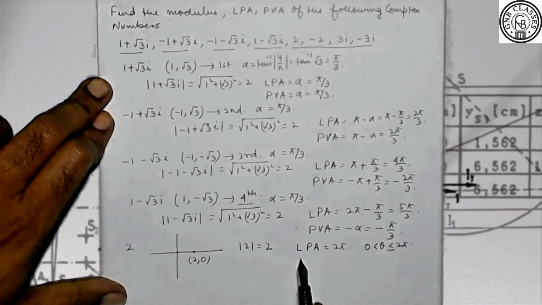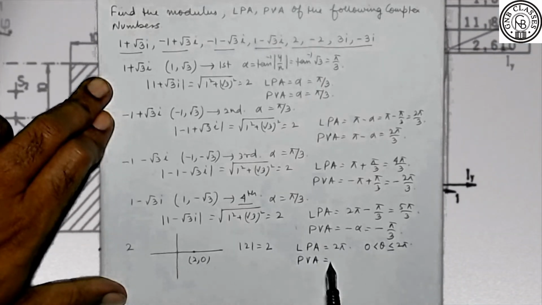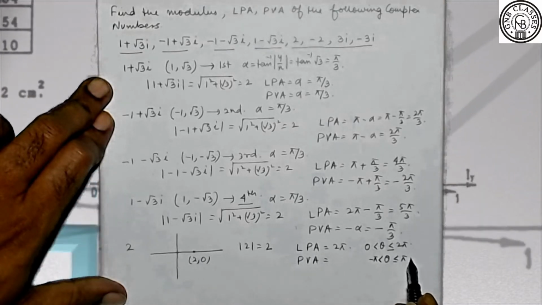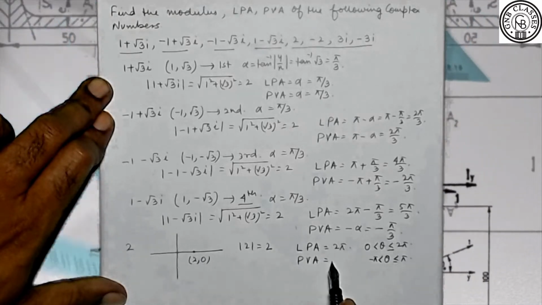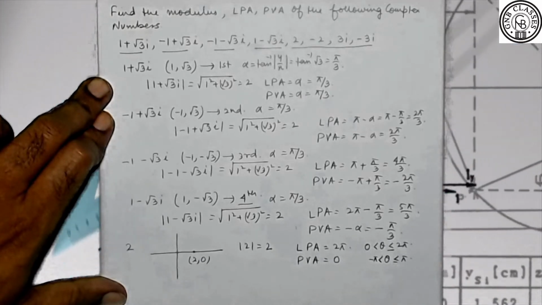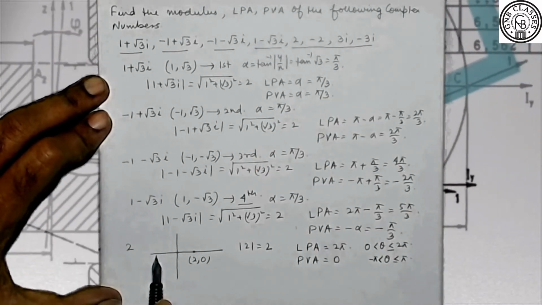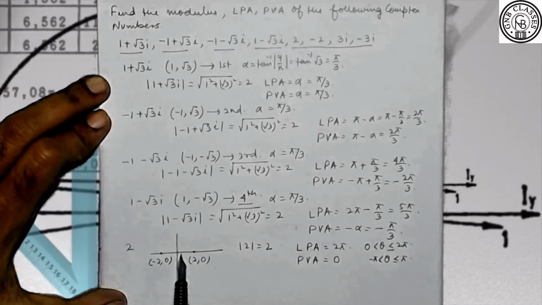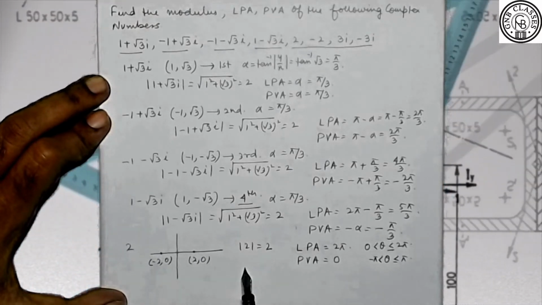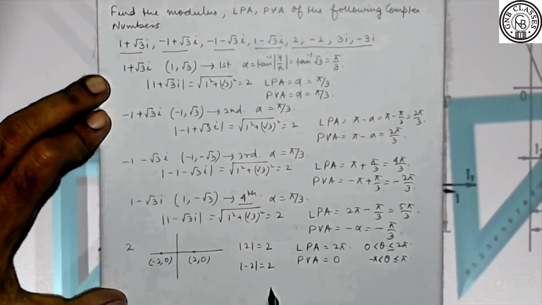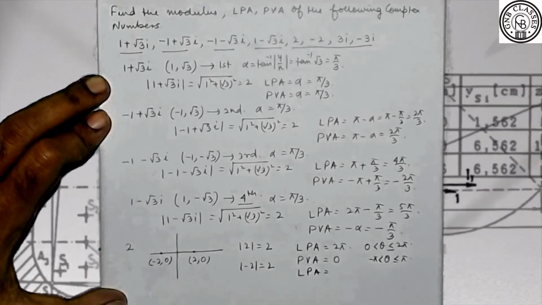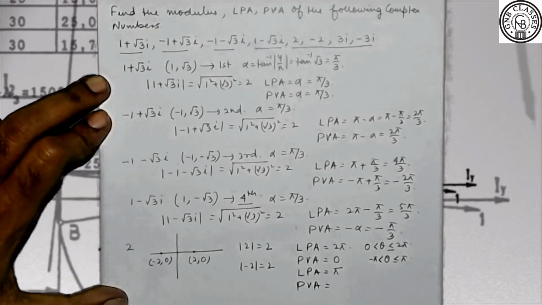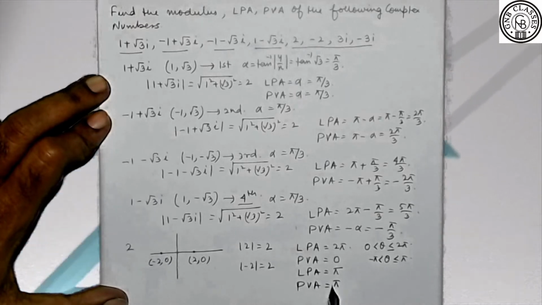Be very careful. And what about principal value argument? We know that principal value argument theta lies between minus pi and pi. So principal value argument for 2 is nothing but 0. Is it clear? Now the next one is minus 2. It is falling here. Again, it is on the x-axis but in the negative direction. So modulus of minus 2 will give you 2. Least positive argument will be pi. Principal value argument will also be pi.